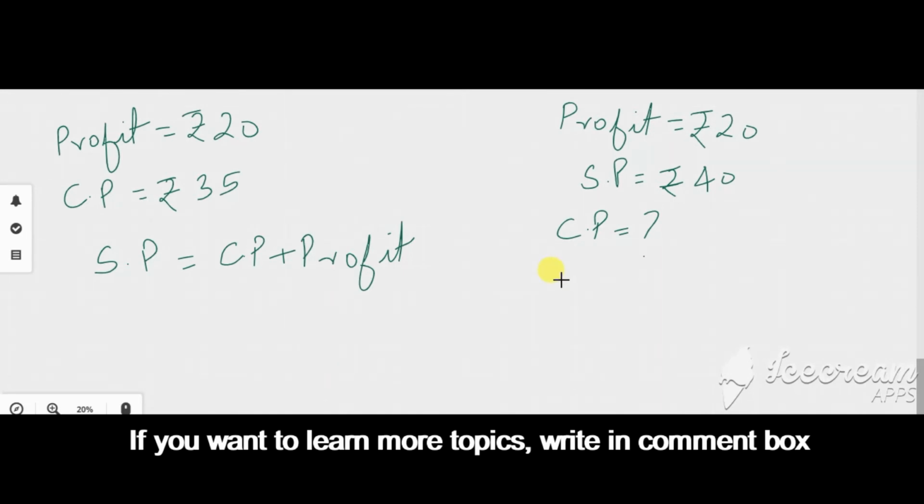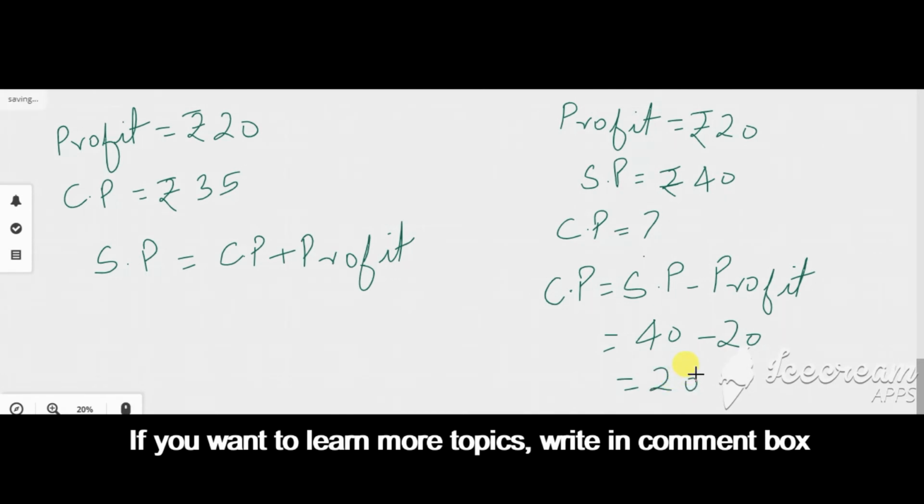So how will we calculate the cost price? CP is equal to SP minus profit. So in that case 40 minus 20, so it's 20. He must have bought that item for rupees 20 and now he is earning 20 rupees as a profit. So 20 plus 20 is 40 and that is the selling price of that item.